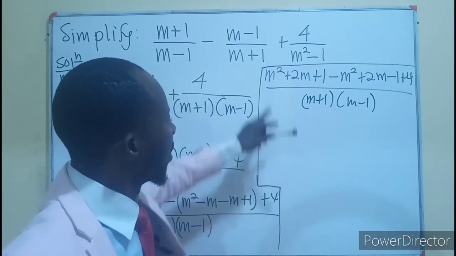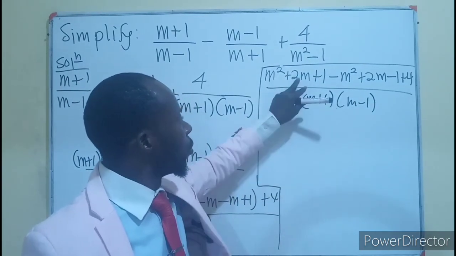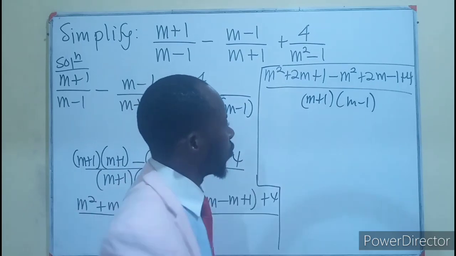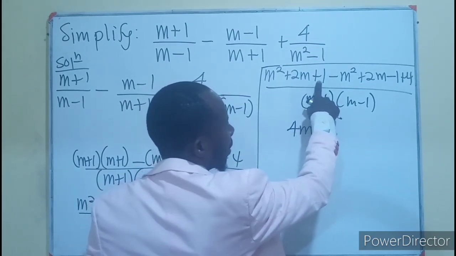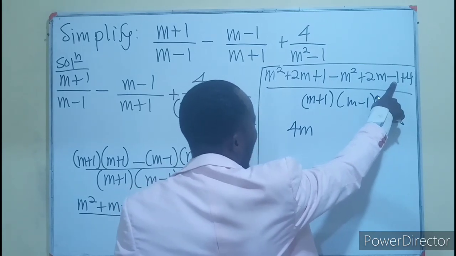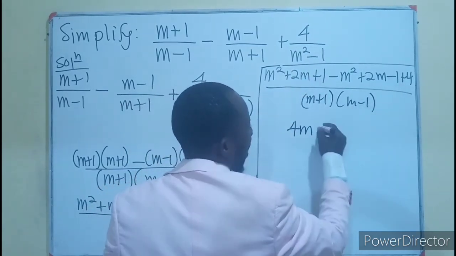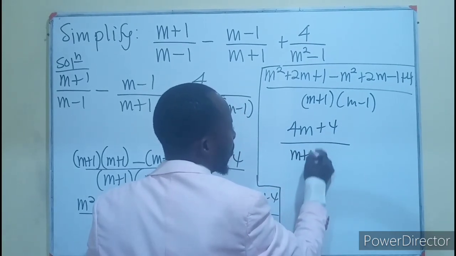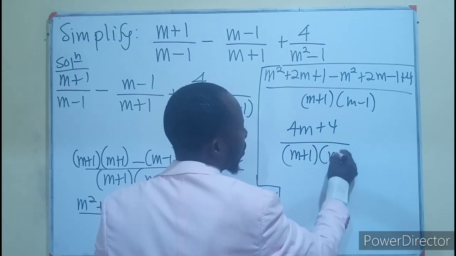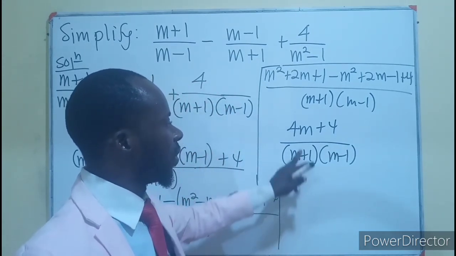Looking at our m squared minus m squared, they will cancel. 2m plus 2m will give us 4m. 1 minus 1 will be 0. Then we have plus 4 divided by (m plus 1)(m minus 1).